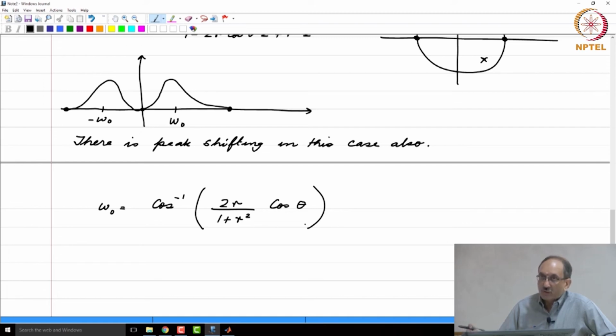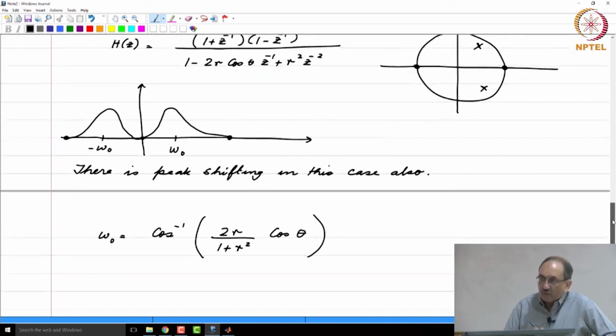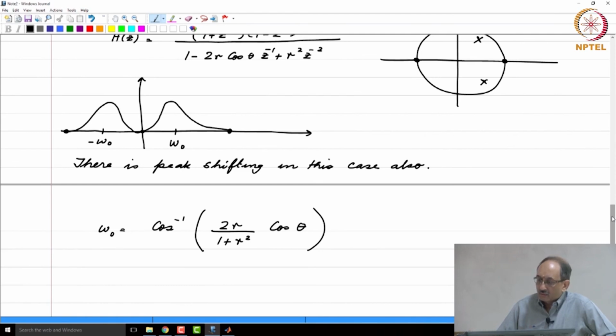Now, what about any condition to be satisfied? No condition needs to be satisfied because 2r is always less than or equal to 1 plus r squared. Therefore, 2r by 1 plus r squared is always less than 1. Therefore, this product is always less than 1, and therefore, there is no question of this argument exceeding unity. And geometrically also this picture is reinforced.